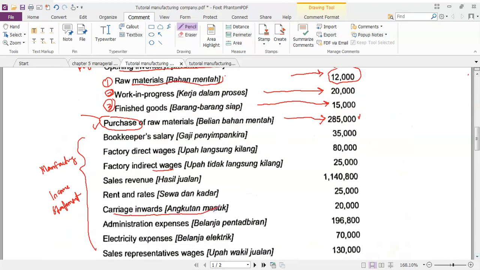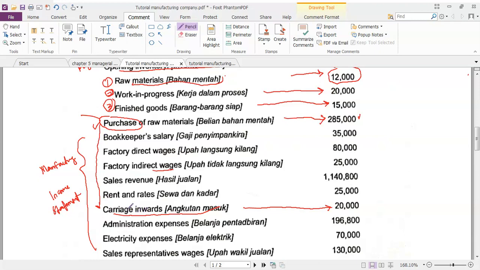Okay, carriage inward adalah angkutan masuk, means that if you buy raw material from the suppliers, you should also incur cost for the supplier to deliver the raw material to the company. Okay, so that the cost incurred is the carriage inward. So it include in the purchase of raw material. So you must add on.